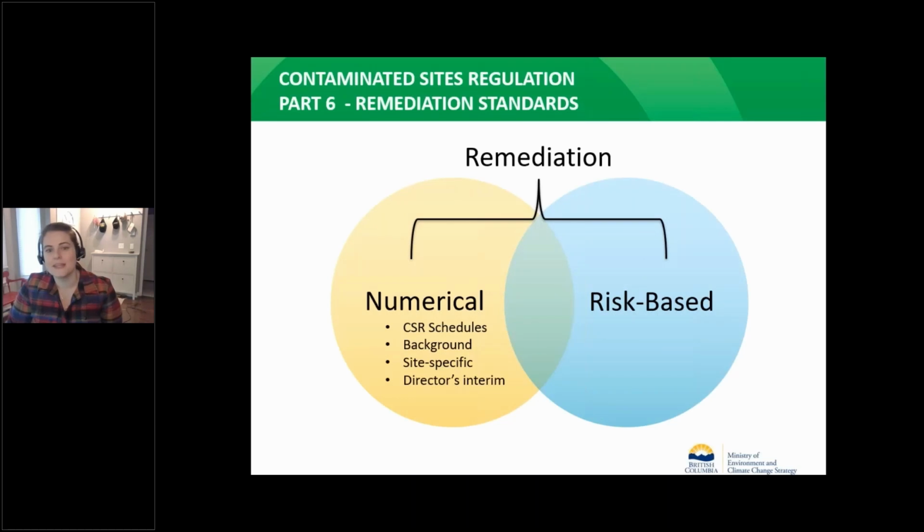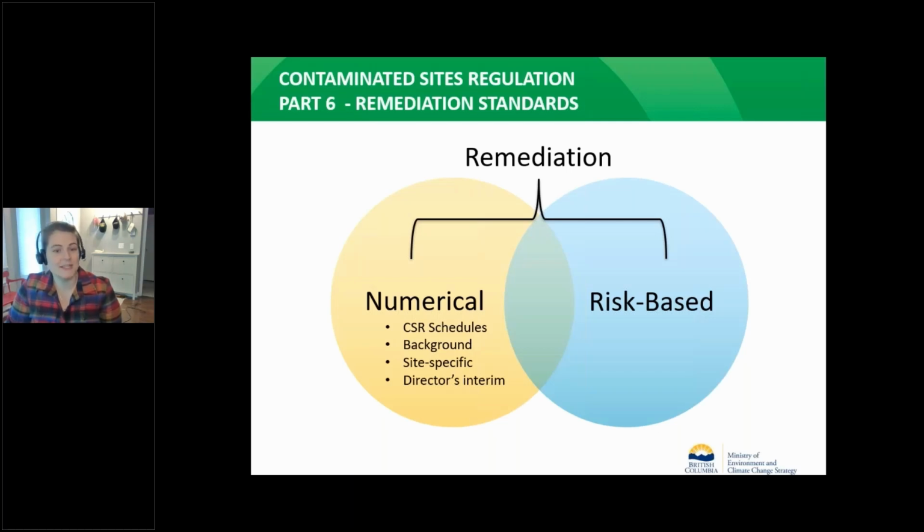In addition to the criteria within the Environmental Management Act, the Contaminated Sites Regulation, also known as the CSR, describes that remediation is defined by comparison to either numerical standards or risk-based standards or some combination of the two. Numerical standards are acceptable concentrations of substances in media and are listed within the schedules of the CSR. A site is considered satisfactorily remediated when the most stringent applicable numerical standard is no longer exceeded. Numerical standards can also include background concentrations or site-specific standards, such as those developed using Protocol 2 and Protocol 27.